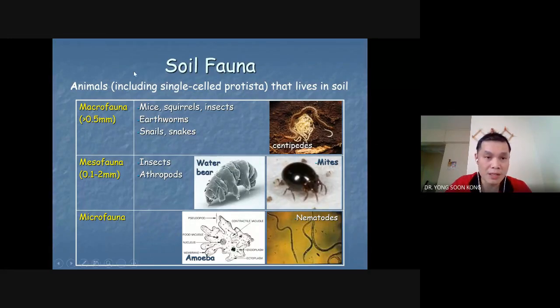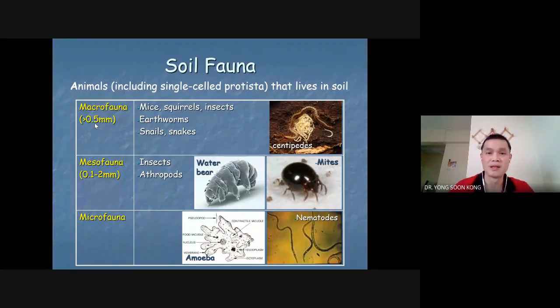Let's begin with the larger size, macrofauna. Macro means larger animals, things that you can see, with a size of more than 0.5 mm. And these are the ones that will shred bigger particles, big organic matter that needs to be broken down into smaller pieces.